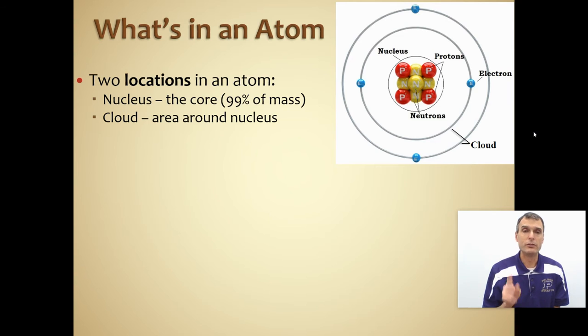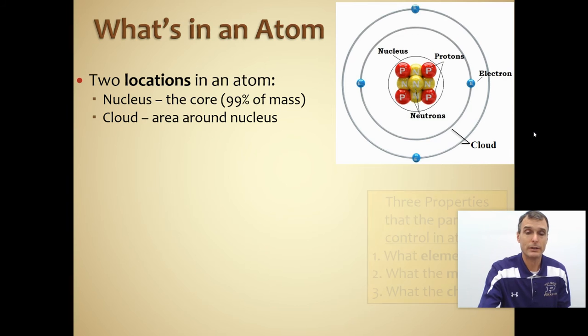They're typically drawn as these rings, but just understand that those electrons can be anywhere in a sphere around the nucleus of the atom. And because 99% of the mass is in the nucleus, that tells you that electrons are really tiny. All right, so let's talk about those particles.